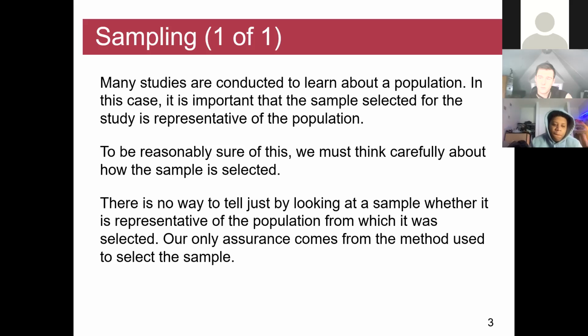So we really don't know if the sample is a so-called perfect representative of the population. But what we're going to learn is that the procedure from which we do sampling gives us the best opportunity to have a representative sample. All right. So this is what they mean here. Our only assurance comes from the method used to select the sample, not from the sample itself. So again, that'll be made clear in a minute.